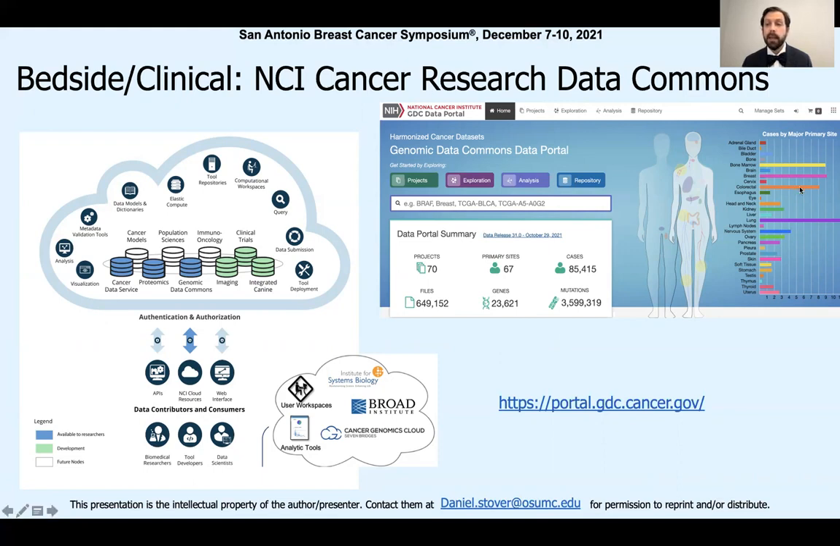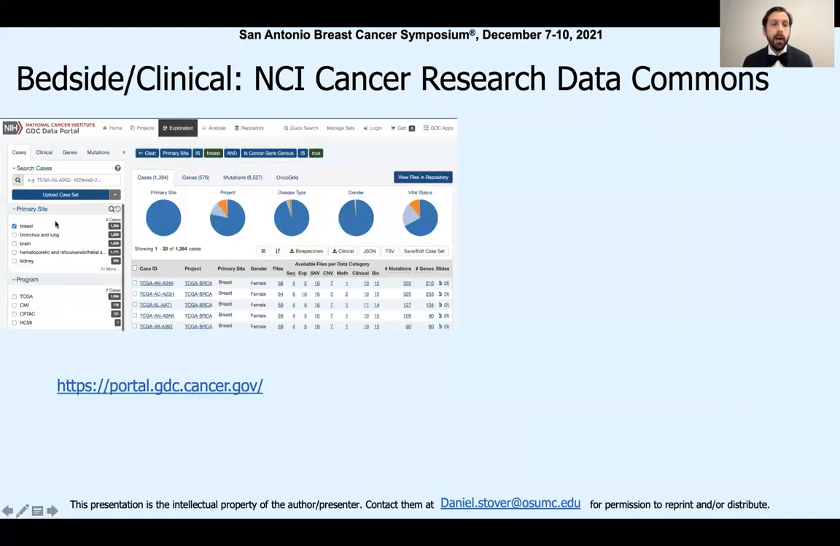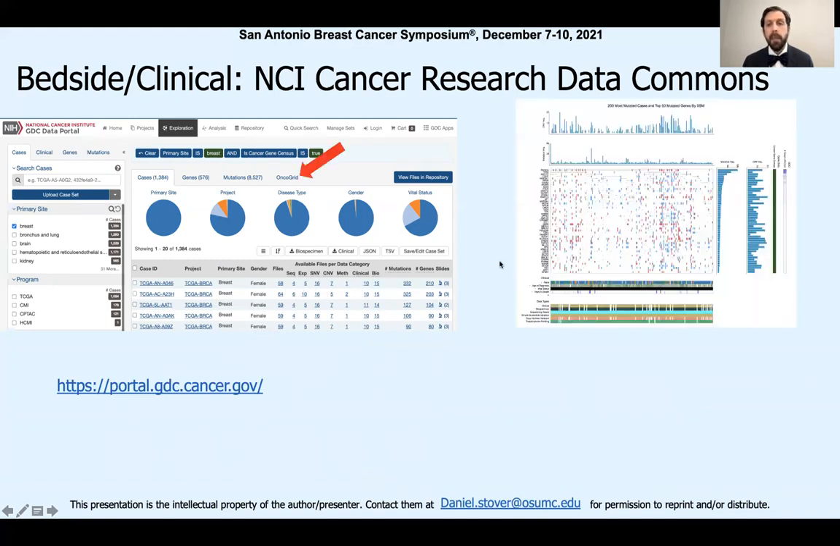And we can see that breast cancer is among the most common. If we look at the exploration tab, we can see that we can go into a specific primary site like breast and even refine the characteristics of the samples that we're interested in. We can determine the number of sequencing files that are available for potential download. And we can even make an oncogrid or oncoplot of our samples of interest, looking at frequent mutations and copy number analyses with certain clinical tracks as well.